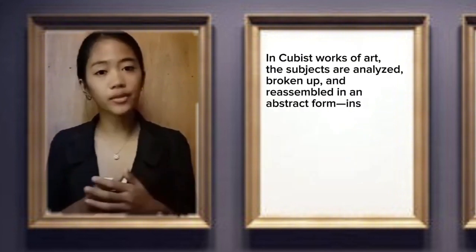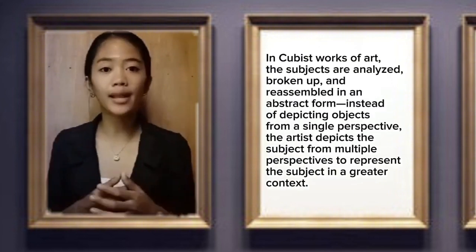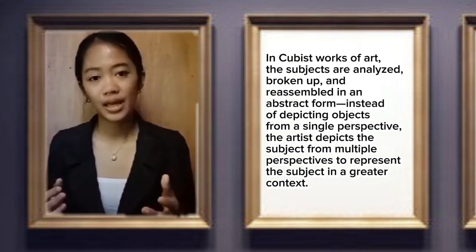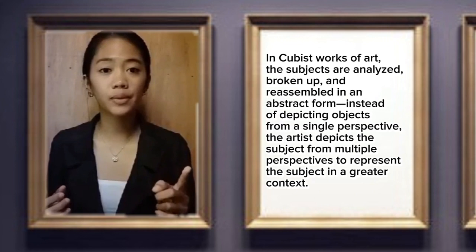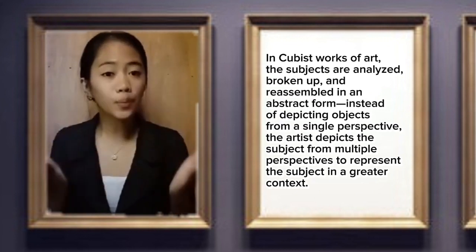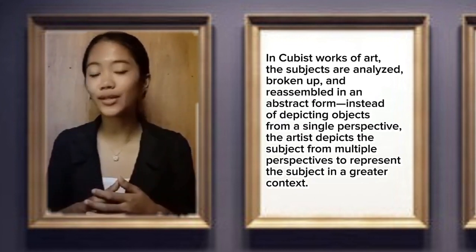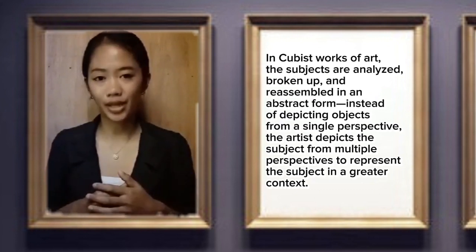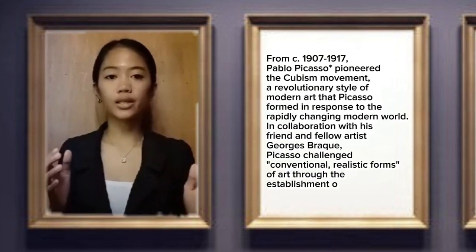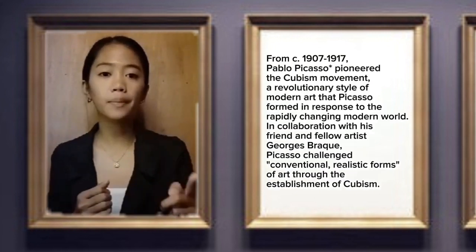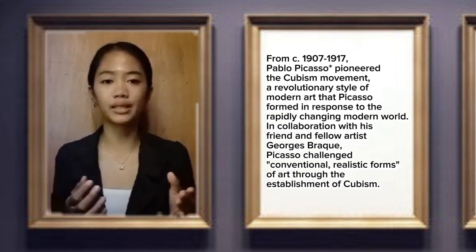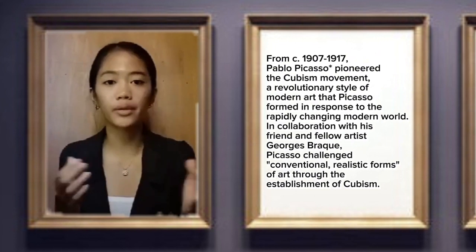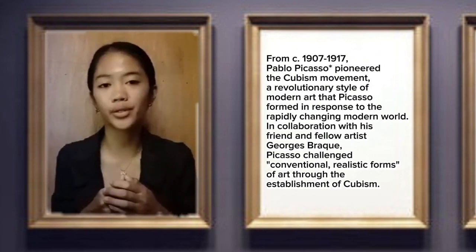In Cubist works of art, the subjects are analyzed, broken up, and reassembled in an abstract form. Instead of depicting objects from a single perspective, Cubist painters presented a new reality of paintings that depicted radically fragmented objects. From 1907 to 1917, Pablo Picasso pioneered the Cubism movement, a revolutionary style of modern art that Picasso formed in response to the rapidly changing modern world.